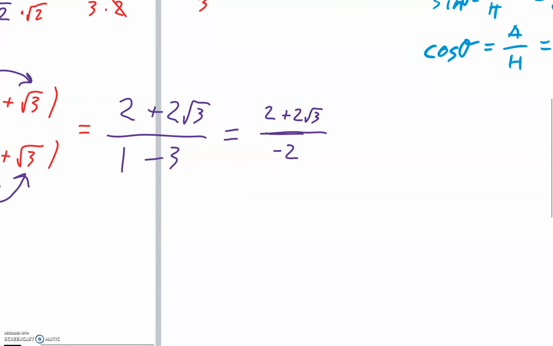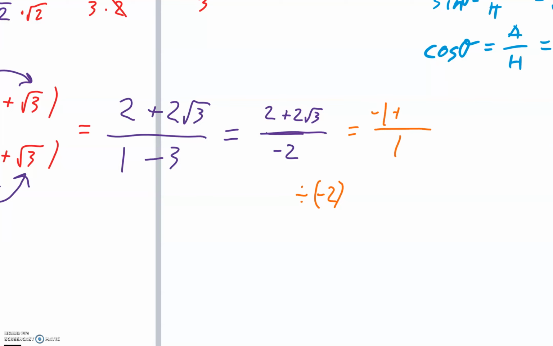Okay, pretty good. But now we have a 2 on both the top and the bottom, and we never really like to have a negative on the bottom. Just like we don't like to have radicals on the bottom, we don't like to have negatives. So we're going to take the negative. We're going to divide by negative 2 on the top and bottom. So that gives us over 1, which doesn't matter, but we can write it down anyway.